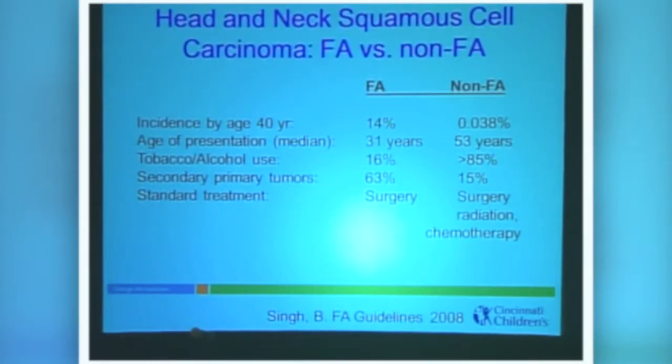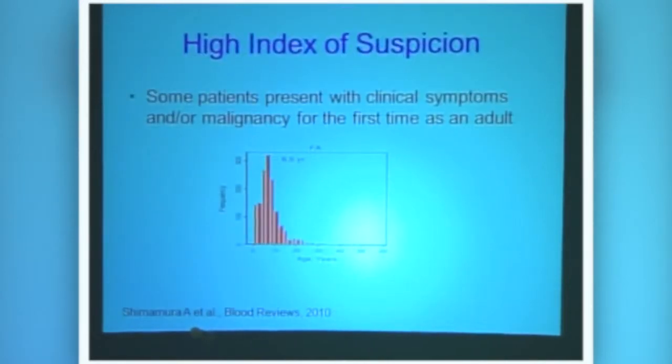Again, standard treatment for non-FA patients will include all 3 modalities: surgery, chemotherapy, and radiation, while FA, because of the sensitivity, can only get surgery. So our hope is that if we can figure out how to prevent this, it would be really nice.